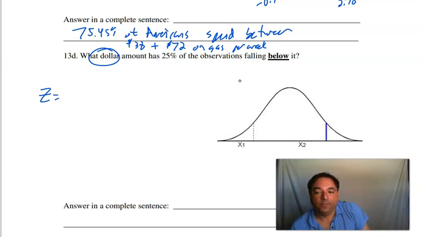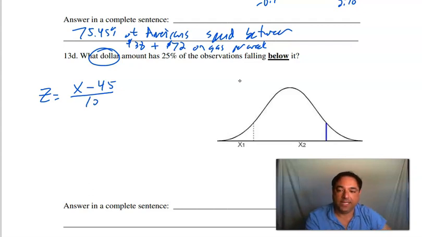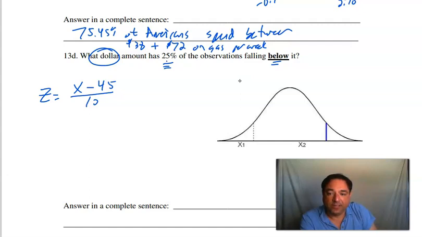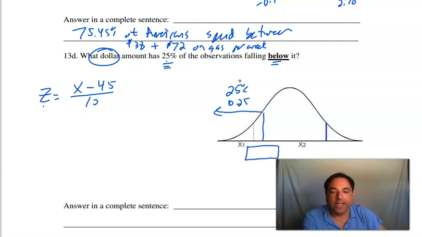We don't know Z, we don't know X, but we know the average is still 45 and the standard deviation is 10. Then they have to give me a clue. The clue they give me is 25% below. Now, let's be clear. Is the 25% my z-score? No. Percent's one thing, z-score's another thing. So let's draw. 25% below would be the bottom 25%, which is 0.25. That means that z-score is going to be negative. It's on the negative side.